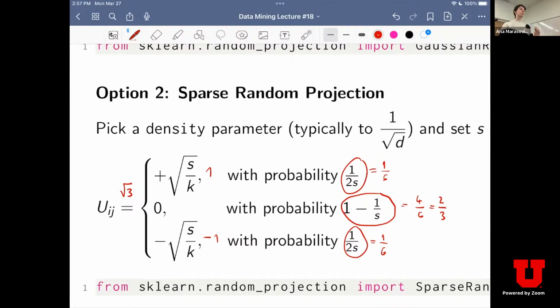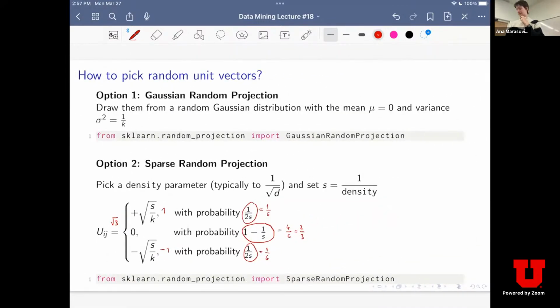And that's good for making things more computationally efficient. That's the reason people are doing this kind of construction of unit vectors as opposed to just drawing them from the Gaussian distribution. As I said, it makes the downstream computations faster, and it also makes the storing of these unit vectors cheaper. So you get both storage and time efficiency. Okay, any questions about this?